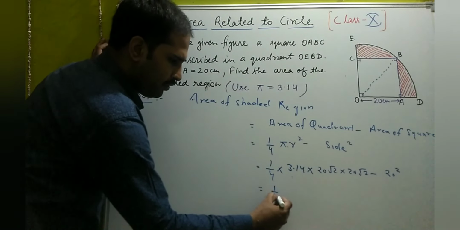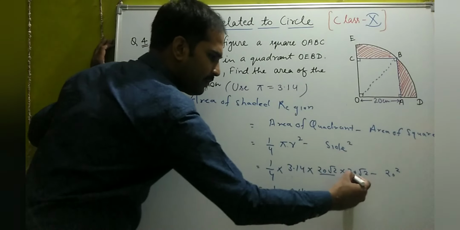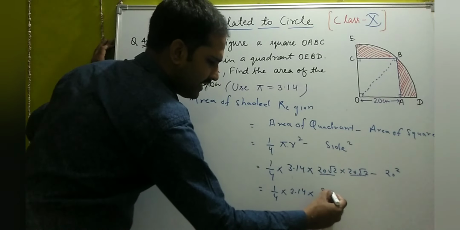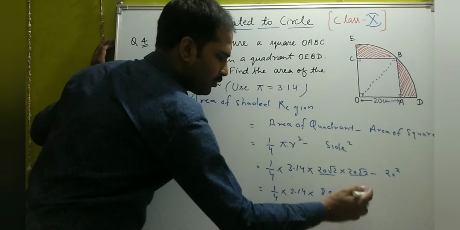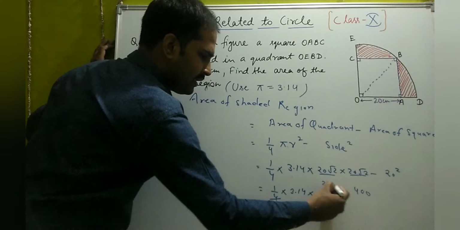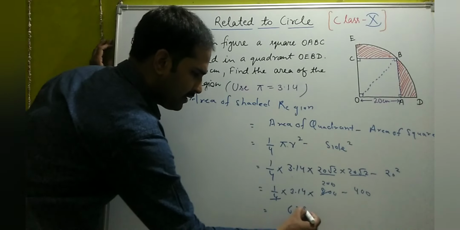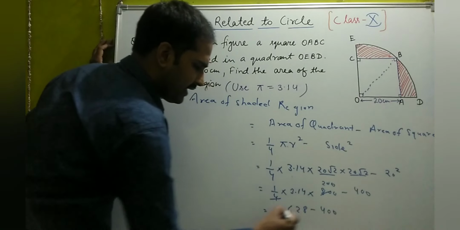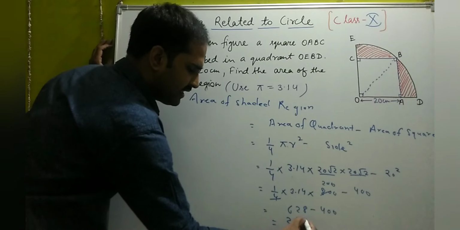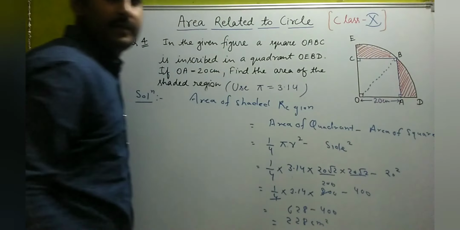So 1 by 4 multiplied by 3.14 into 20 root 2 multiplied by 20 root 2, you can see here it is 800, minus the square of 20, which is 400. So if you cancel this out, 3.14 multiplied by 200, that is 628, minus 400, that is 228 centimeter square is the area of this shaded region.